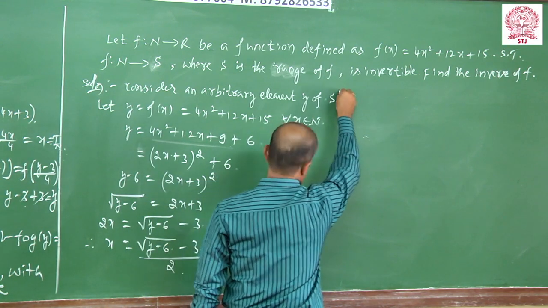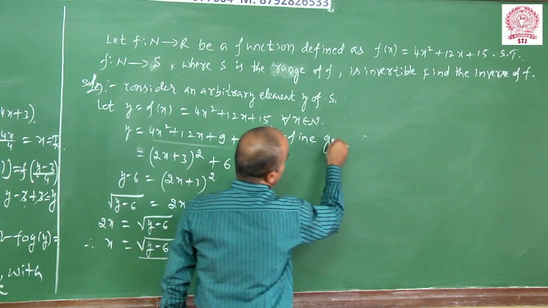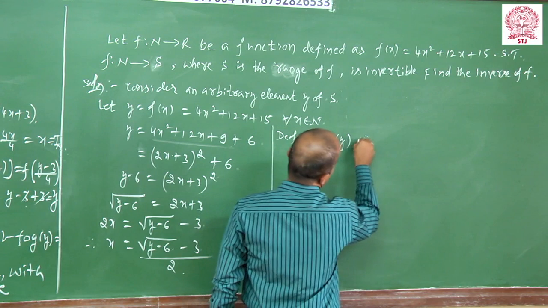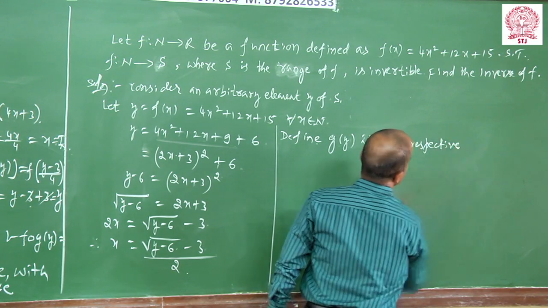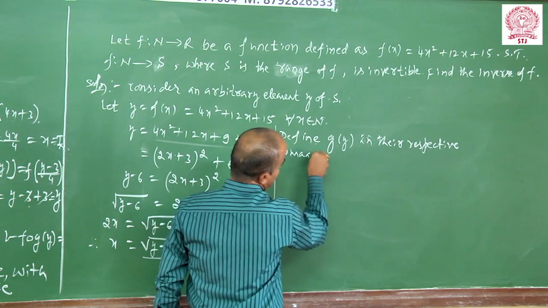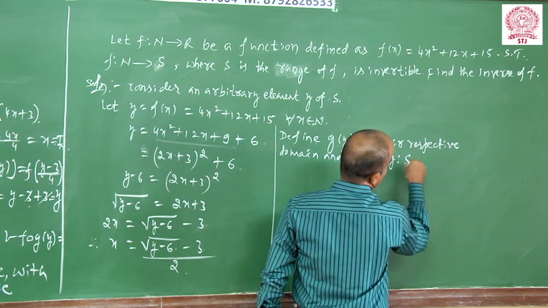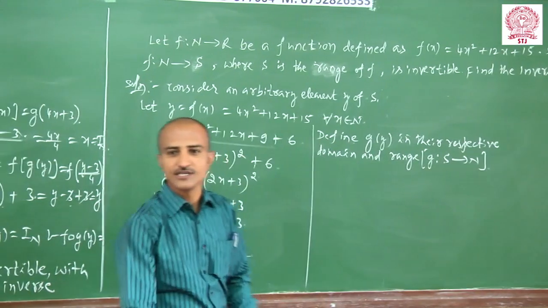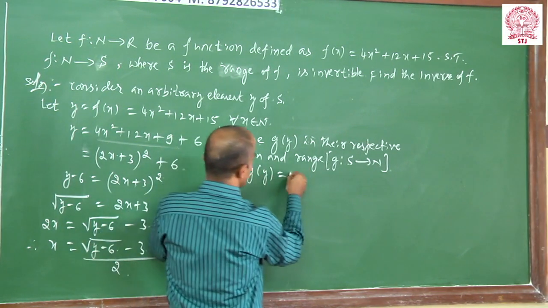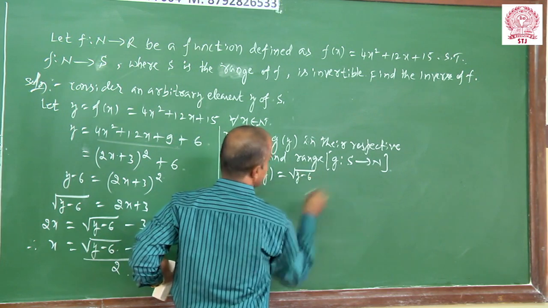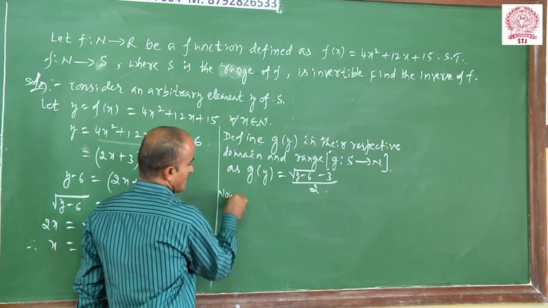Now we shall define g of y in their respective domain and range, that is g from S to N, as g of y equals (root of y minus 6 minus 3) by 2.